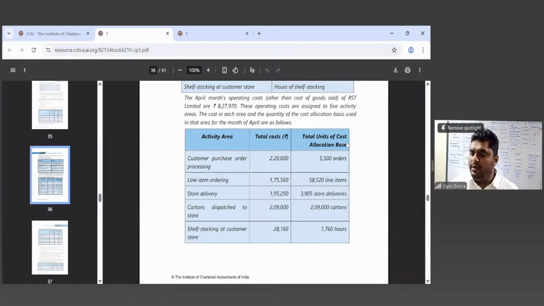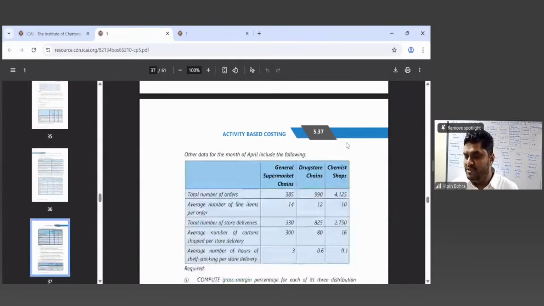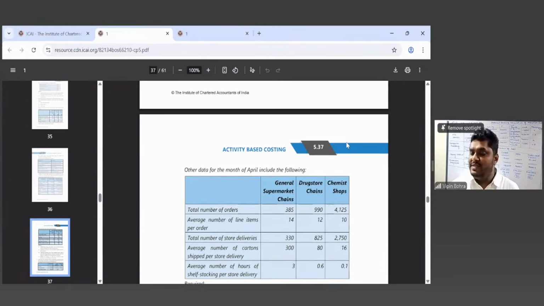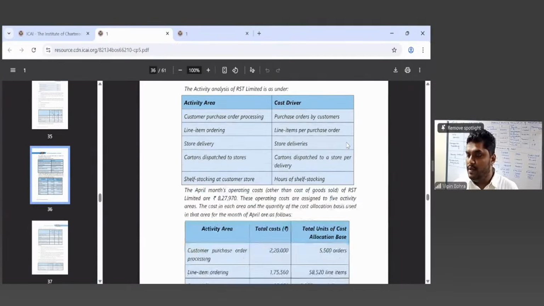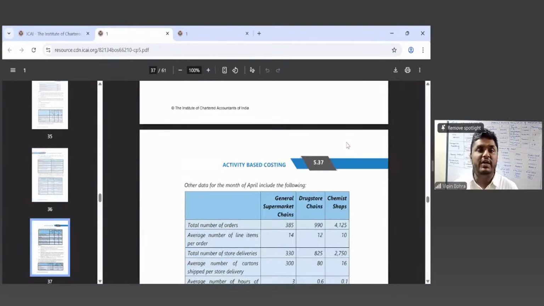Similarly, the number of items ordered, stores delivery, and all the information is given in the question. Here in C, very important, the average number of line items per order is given. For every order, the line items are given, and it is to be absorbed on the basis of line items per purchase order. So everything is given straight away in the question. The activities, the amounts, the drivers and the units are given. So we can calculate the absorption rate and distribute it among the three products, that is general supermarket chain, drugstore chain, and chemist shop.